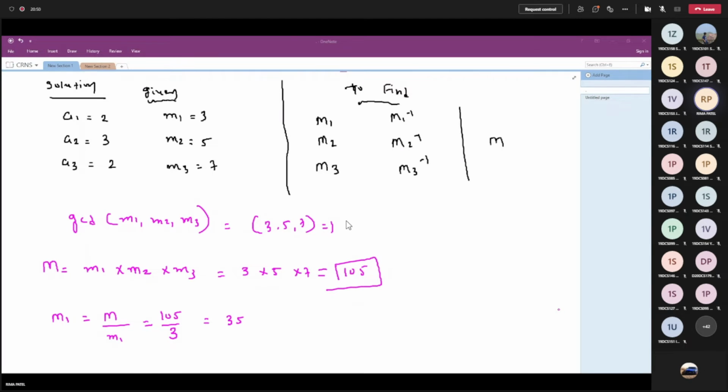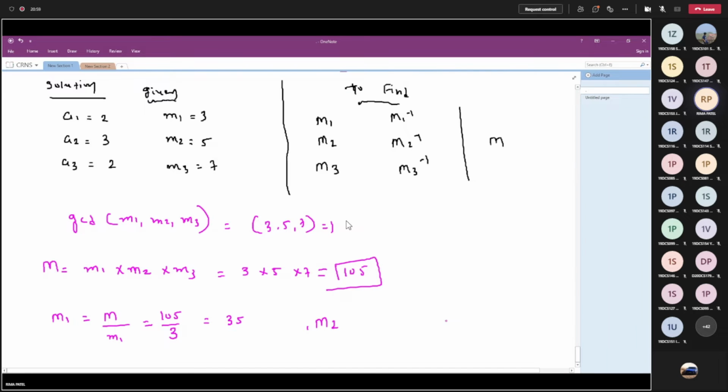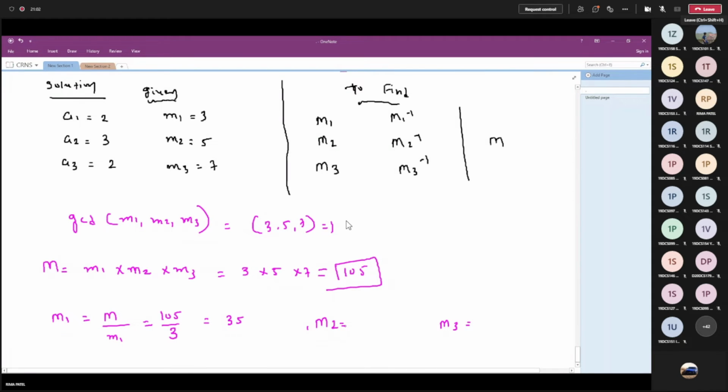Finding the value of M1. Okay, so this is the equation. What you need to do is capital M upon small m1, and this is how you need to find the value of M2 also and M3 also. So find it out and tell me quickly. Value of M2 will be 21, right, and of M3 will be 15. M upon m2 I will do, and that is 21. And this I will do M upon m3, that is 15. Right? Yes.